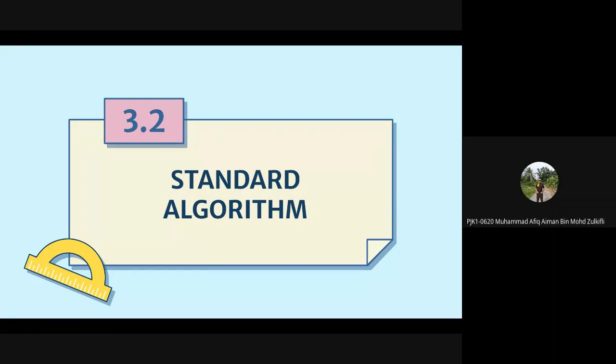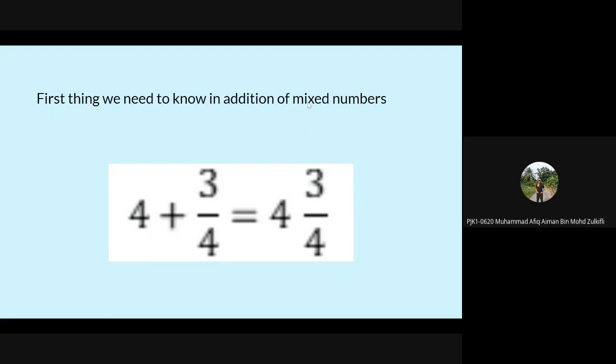Okay, now we will go to the standard algorithm in mixed numbers. First thing we need to know is that 4 plus 3/4 will become 4 and 3/4. Okay, this is the first thing we need to know. If we do an example, like Bulat has 4 oranges, then Afiq gave 3/4 of an orange to her. Then now Bulat has 4 and 3/4.